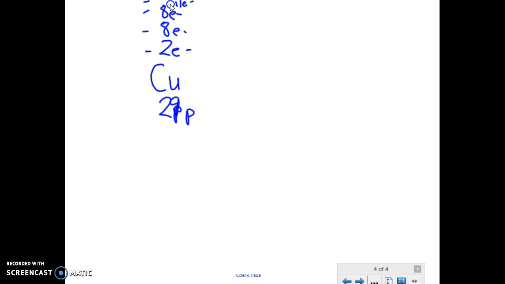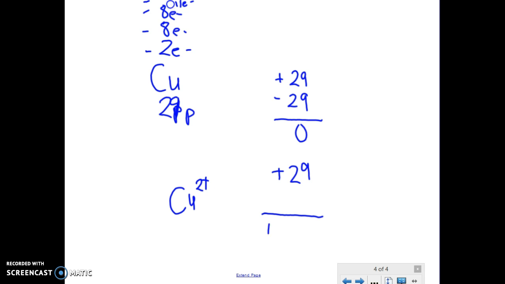So the copper atom has 29 positive charges and 29 negative charges, which means overall no charge. If I tell you that copper has a 2 positive charge, how many electrons does that have? 27. 27 electrons.